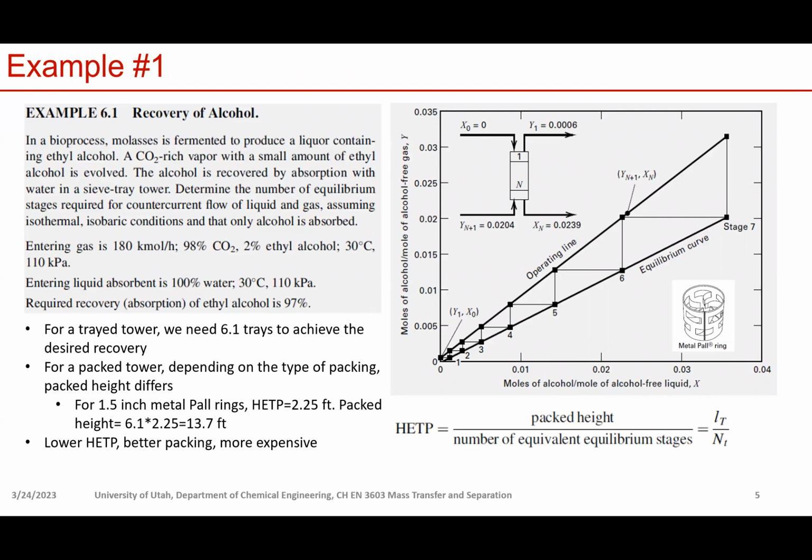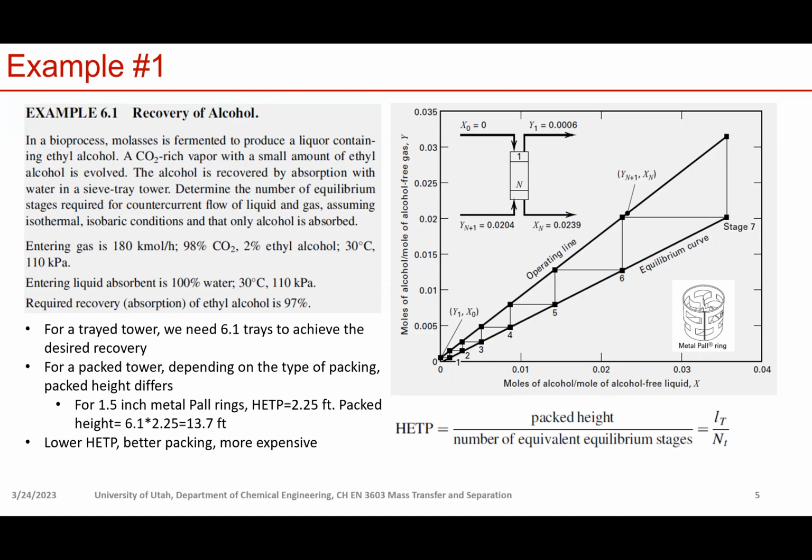So here, this is the example we basically look at in the tray tower design. In this case, we're trying to recover alcohol from a CO2-rich vapor, right? And in a tray tower, it turns out we need 6.1 stages in order to achieve the desired separation outcome.